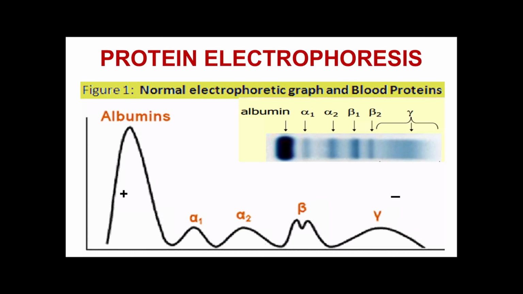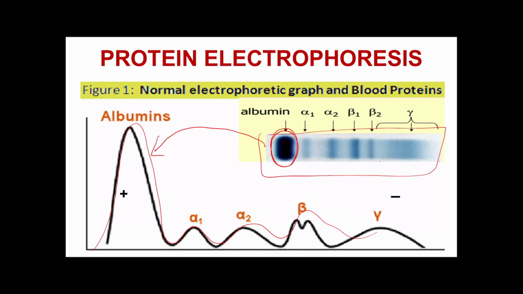So after separating the proteins and letting them migrate in the support medium, we can stain this support medium and then visualize the protein bands. This one shows the normal electrophoretic graph of blood proteins. And also we can plot it using this chart. As you have noticed here, the band which is the darkest is the albumin, because albumin is the most abundant protein present in your blood. So that's why it's found the darkest in the electrophoretogram.